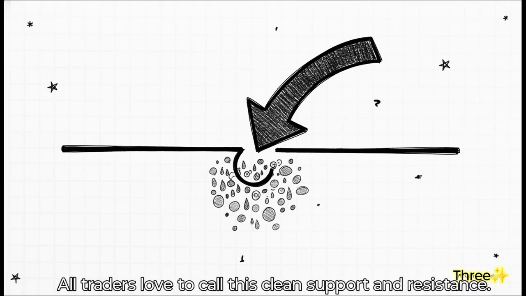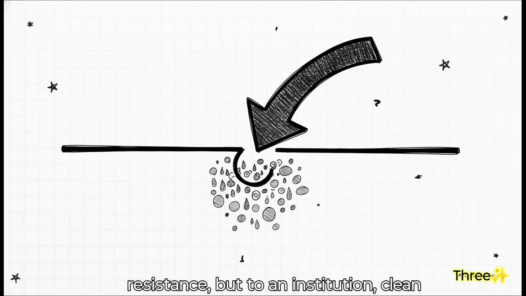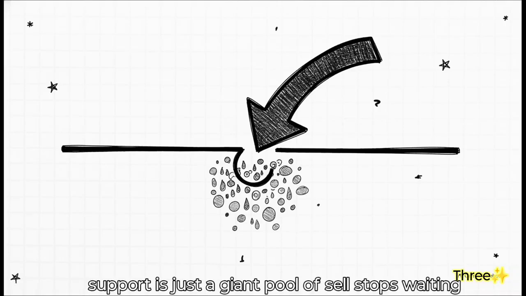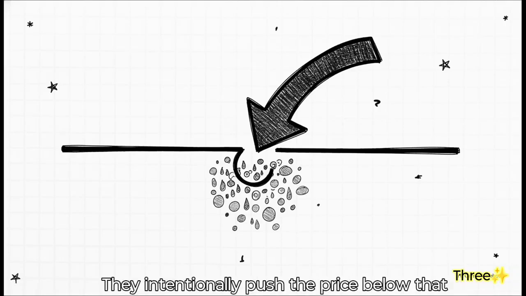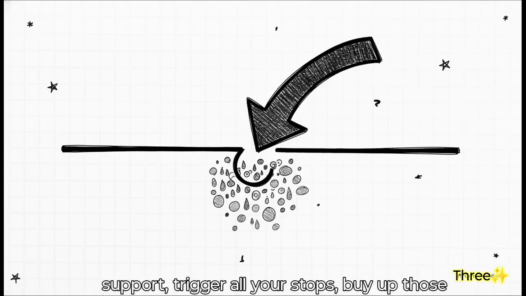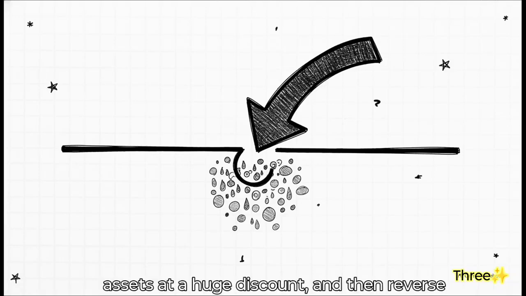Retail traders love to call this clean support and resistance, but to an institution, clean support is just a giant pool of sell stops waiting to be triggered. They intentionally push the price below that support, trigger all your stops, buy up those assets at a huge discount, and then reverse the market.